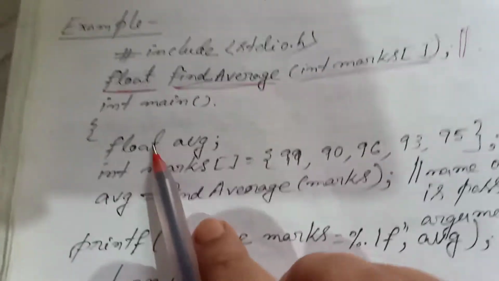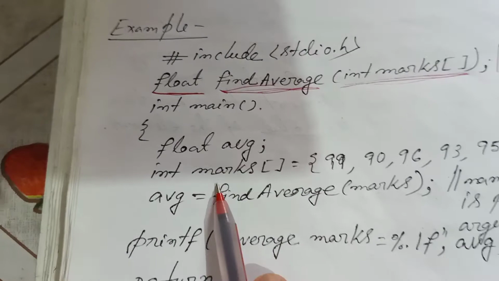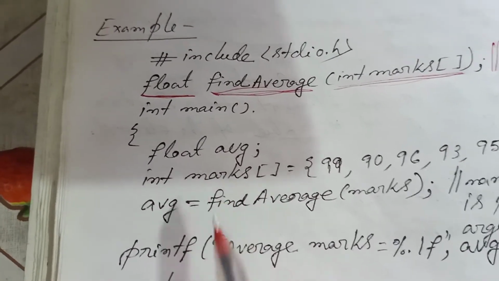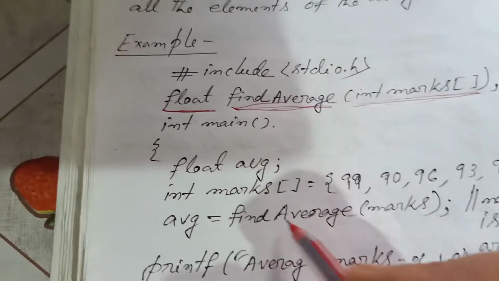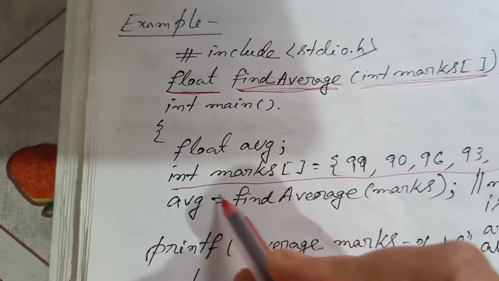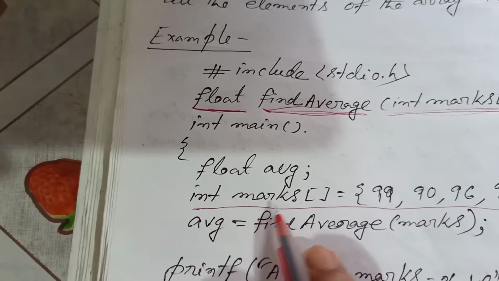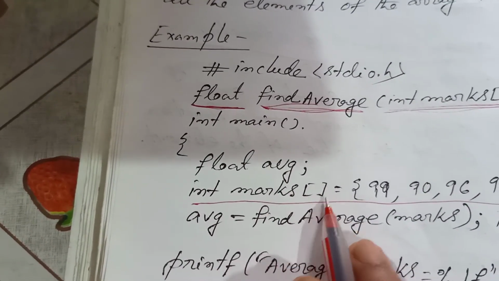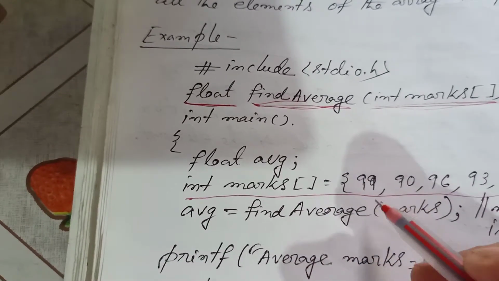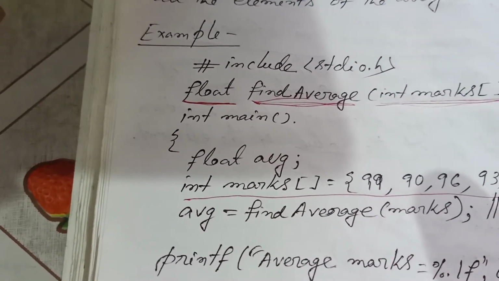So let's start the main function. We are taking the variable float avg, which will hold the calculated average. Int marks, as we also know this kind of declaration. So int marks is the array without declaring the size. Within the second bracket we are just putting the array elements 99, 90, 96, 93, 95.